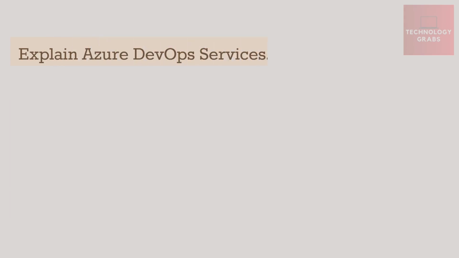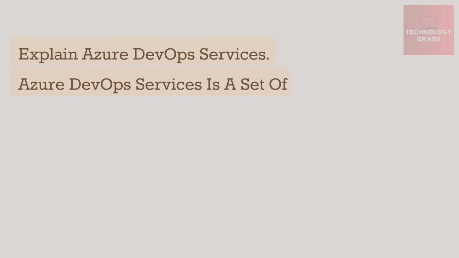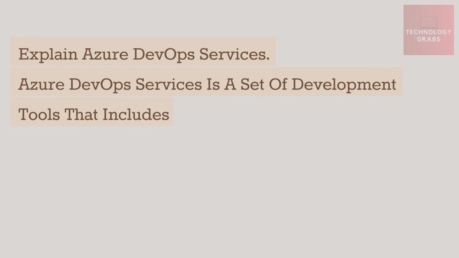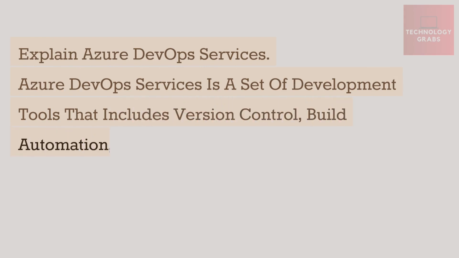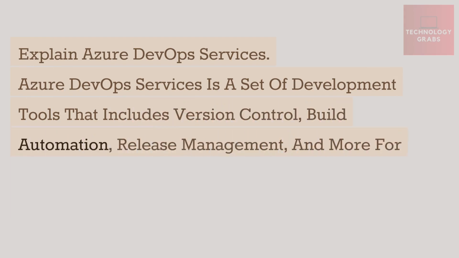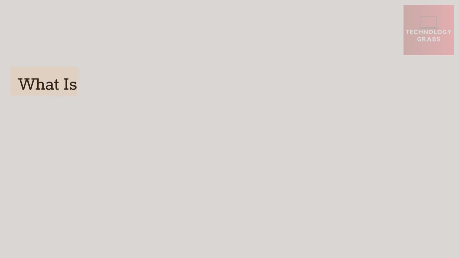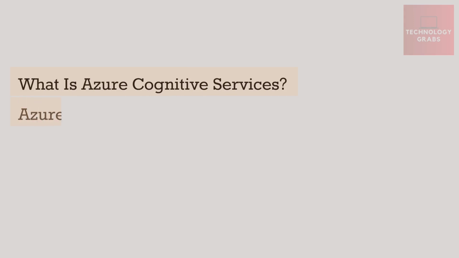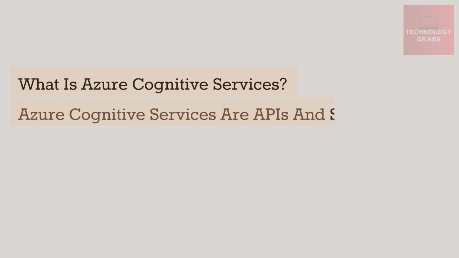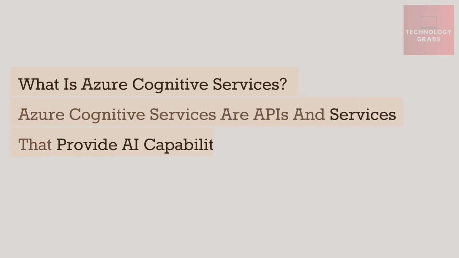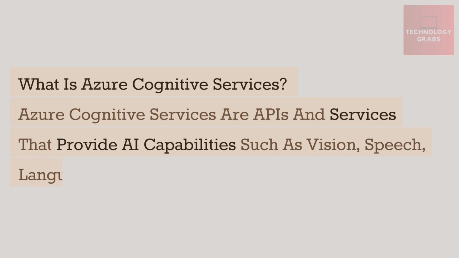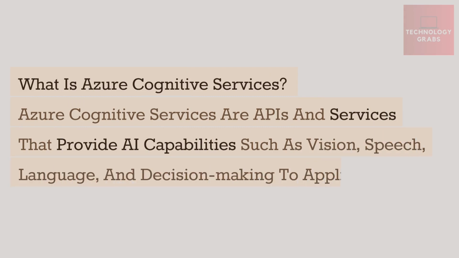Explain Azure DevOps Services. Azure DevOps Services is a set of development tools that includes version control, build automation, release management, and more for continuous integration and continuous delivery, CI/CD. What is Azure Cognitive Services? Azure Cognitive Services are APIs and services that provide AI capabilities such as vision, speech, language, and decision-making to applications.